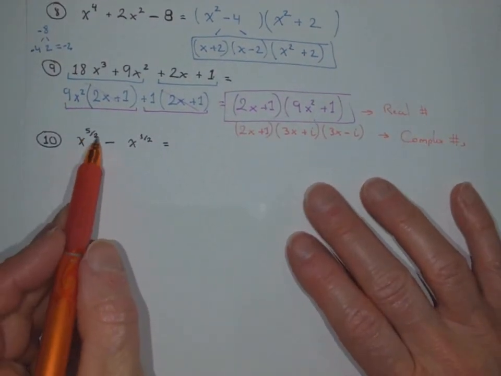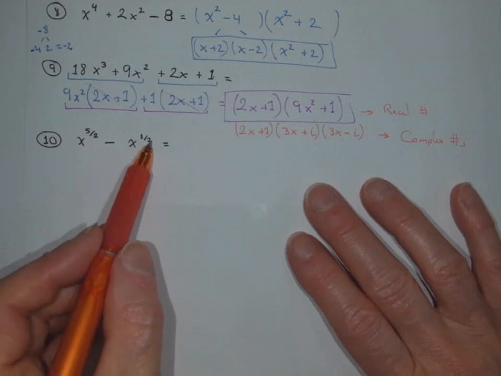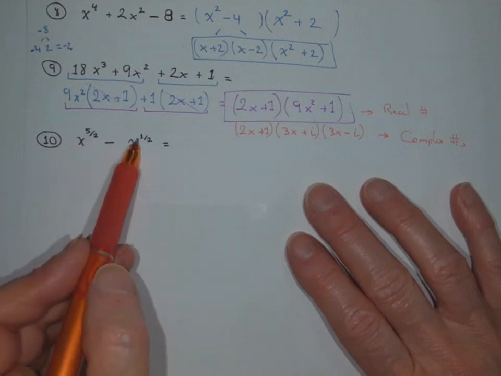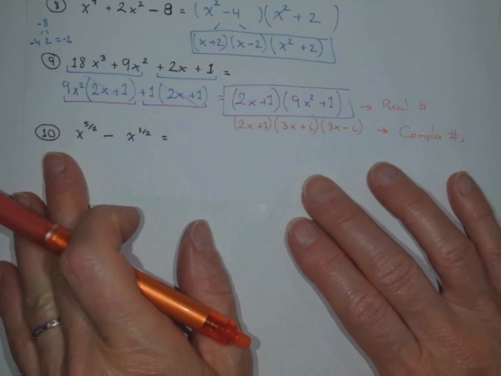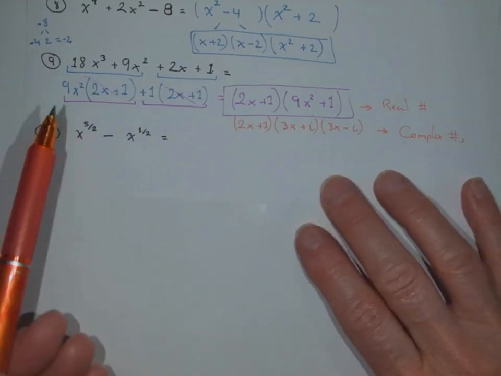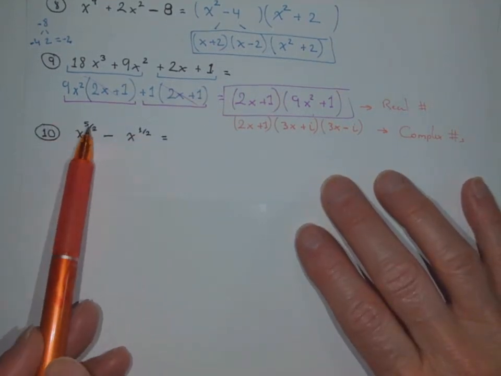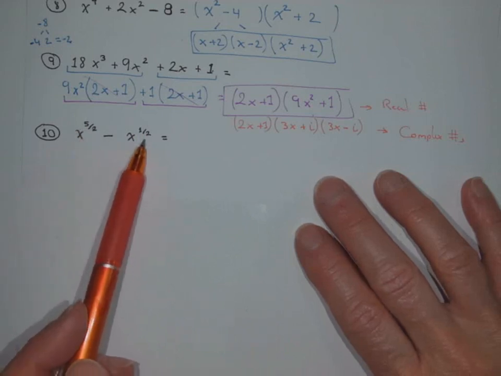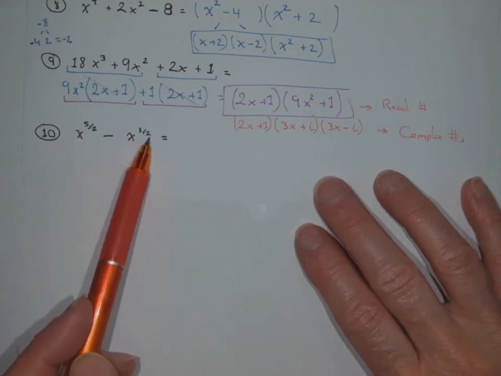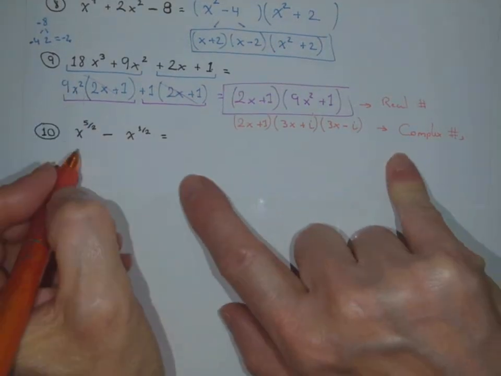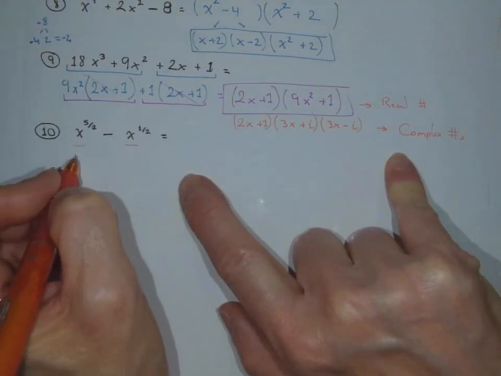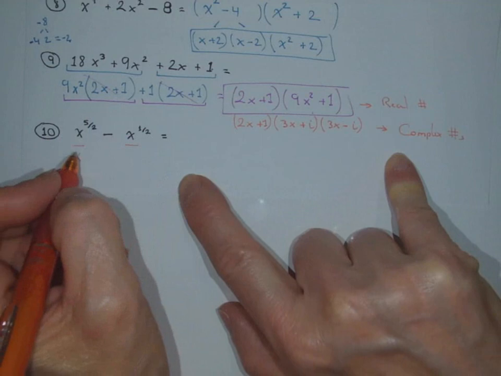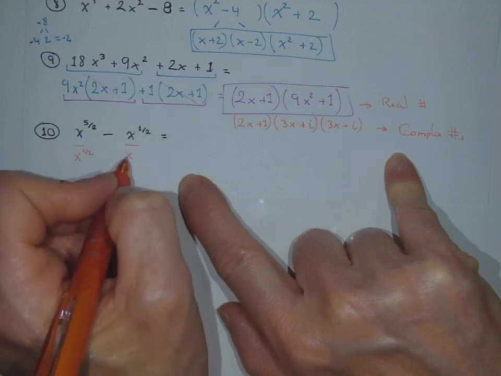X to the 5 over 2 minus x to the 1/2. So this is when we have a fractional exponent. I thought it was a good idea to look at one example at least. So we want to see what do they have in common. Well, they both at least have an x to the 1/2, right? So we're going to factor out an x to the 1/2. Factoring is a division. So really what I mean by saying factoring out is I need to divide both of those by an x to the 1/2.